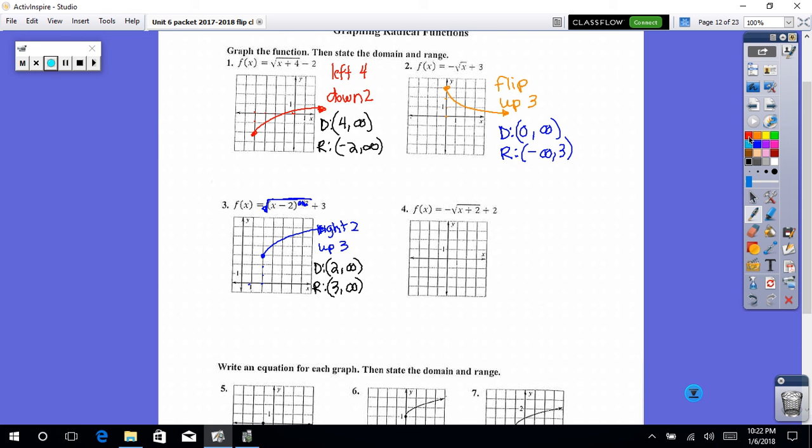Okay, number 4. He is flipped. He has moved left 2, and he went up 2. So we've got 3 things going on with this one. The flip is outside, so that means it's just going to flip upside down. So let's shift him first and flip him last. We go left 2, up 2, and he gets flipped upside down.